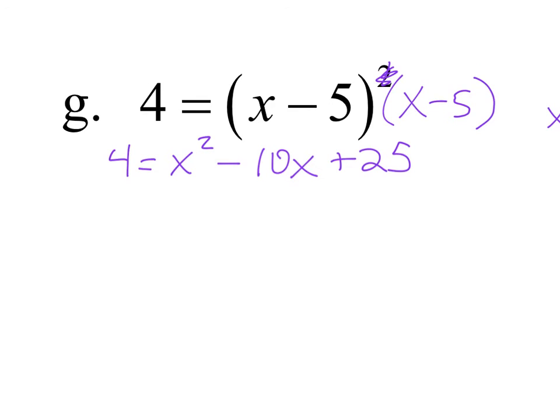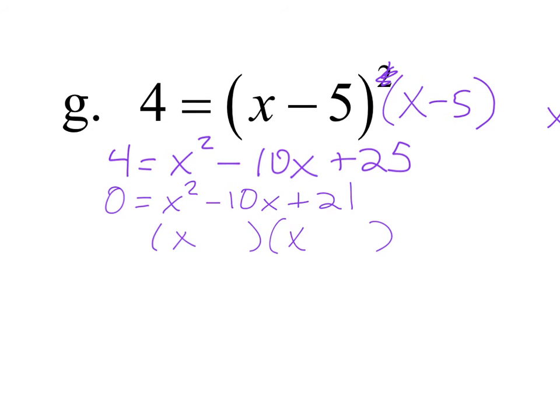All right, so now I add in that 4. So I have 0. I subtract 4 from both sides. I subtract 4, I now have 21. Now I have to factor this again. x squared minus 10x plus 21. All right, factors of 21 that add to 10. Well, 21, 3 and 7.